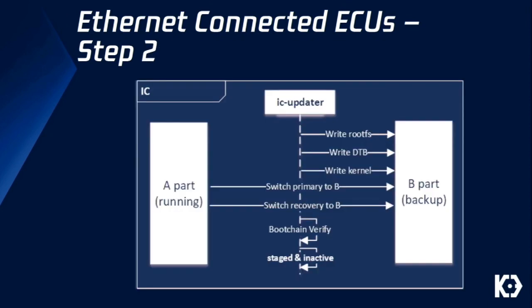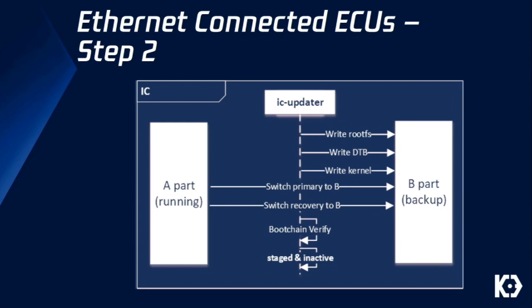And then it comes to step 2. You can see it basically works like Android A/B update. There is an A part, which is the running part, and a B part, which is the backup part. The current software is running on the A part. And the IC updater will just write the new root FS, the new DTB, and the new kernel to the B part.